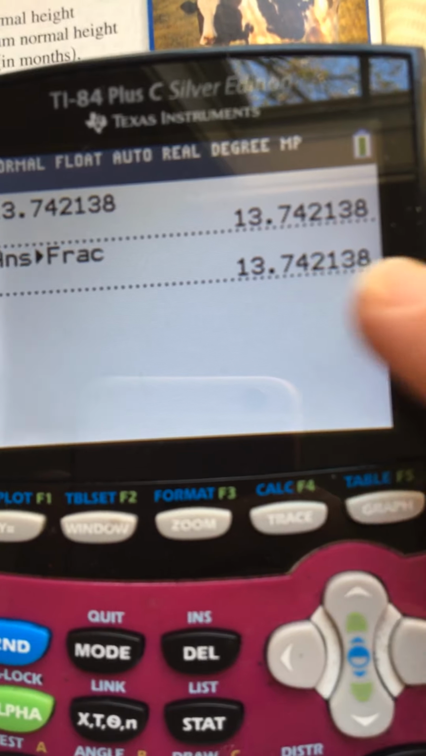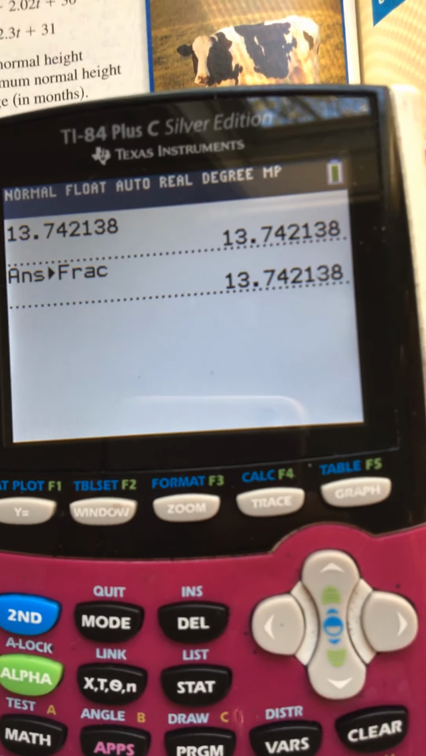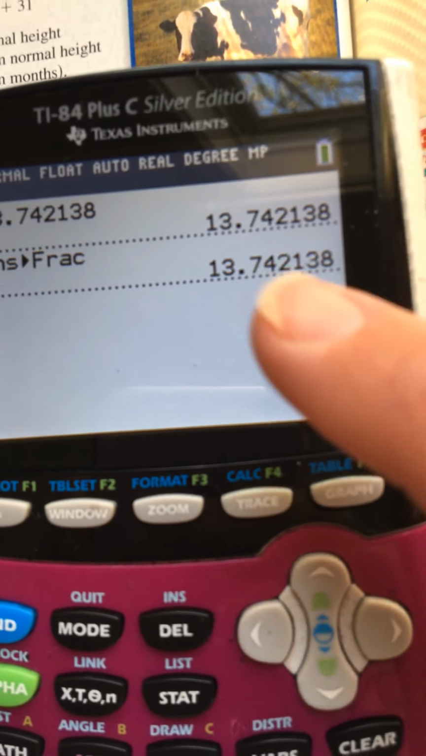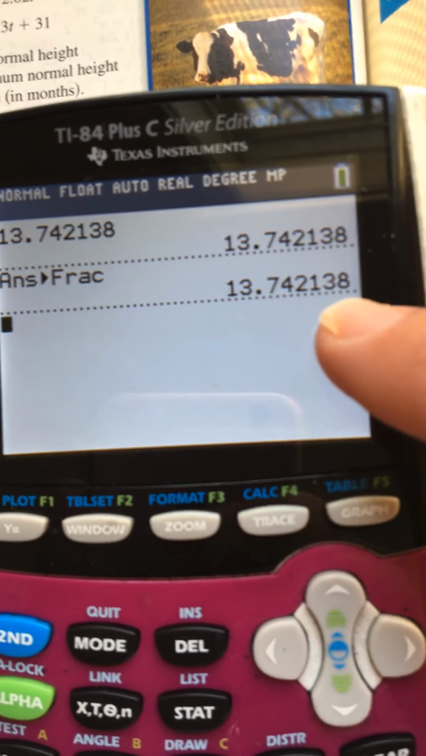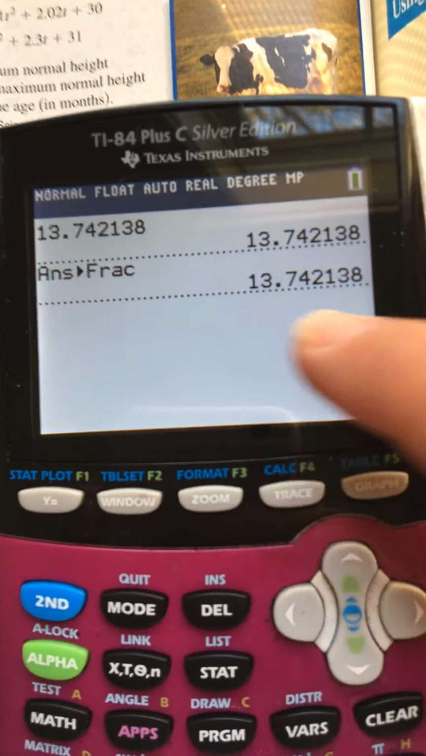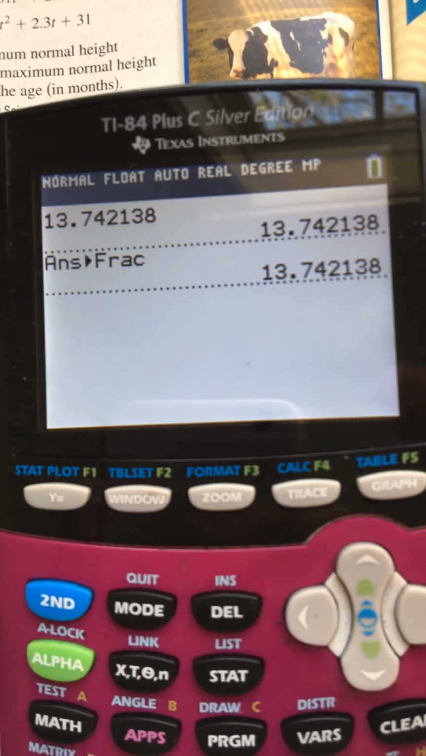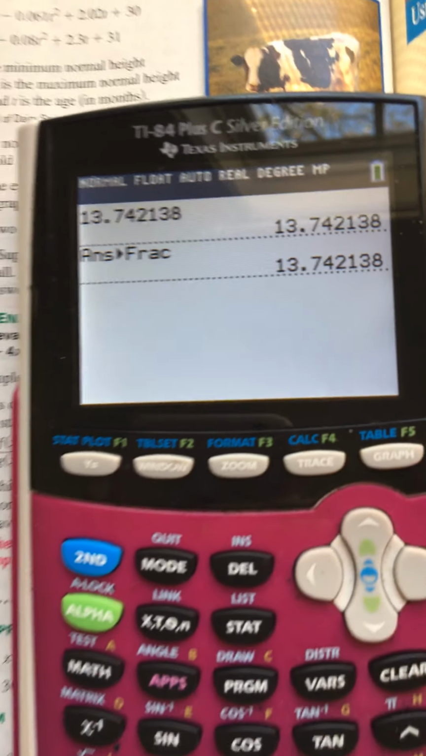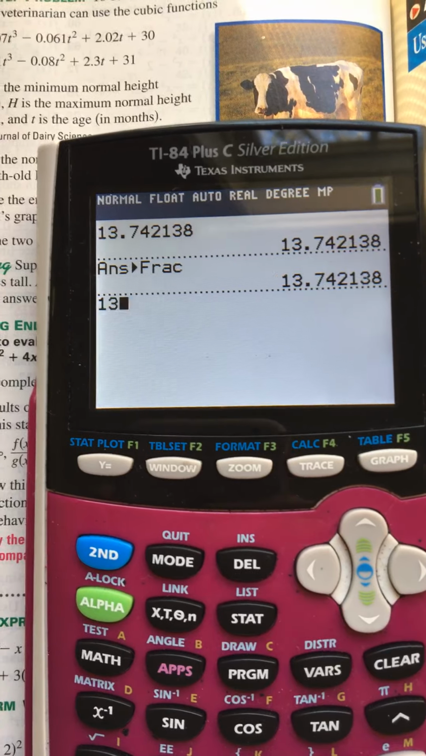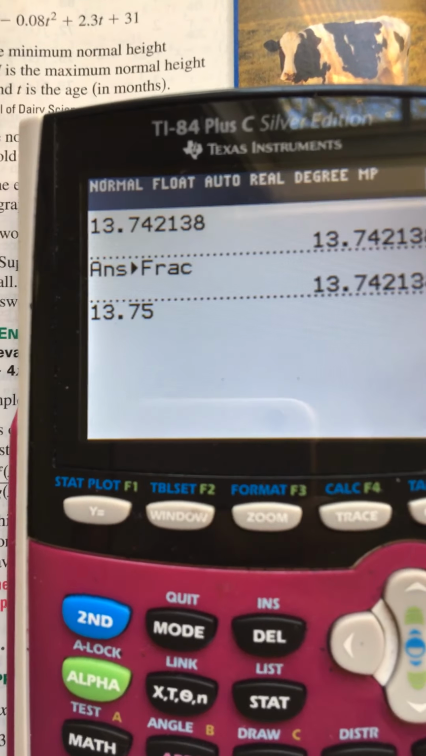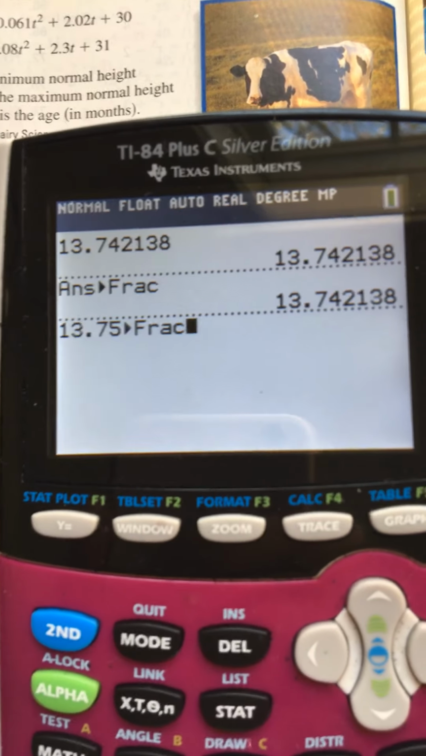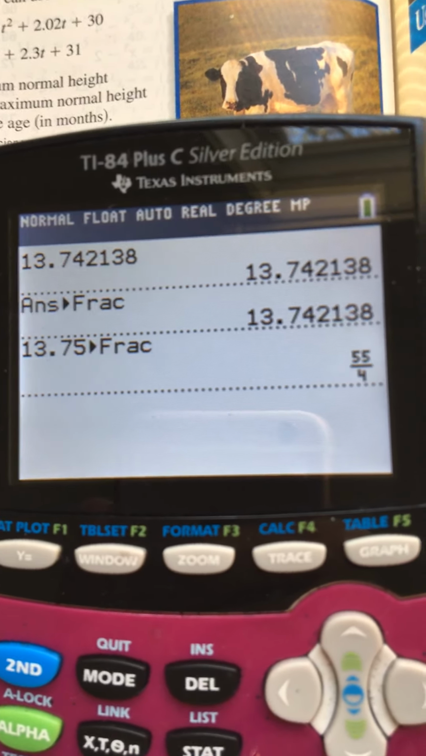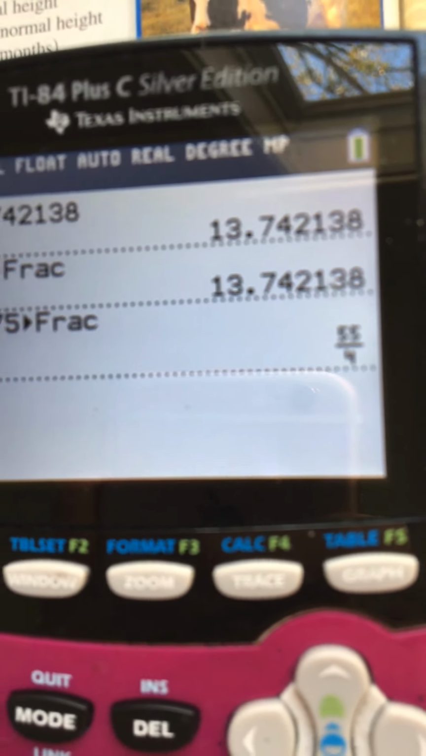But if this had been a real problem that my teacher wanted the answer as a fraction, then it would have turned it into a fraction for me. But since that one's not an easy fraction, the calculator just said no. But imagine it was 13.75, and you didn't know what that was. So we could go math, enter, let's see, and there it goes. It turned it into a fraction for me.